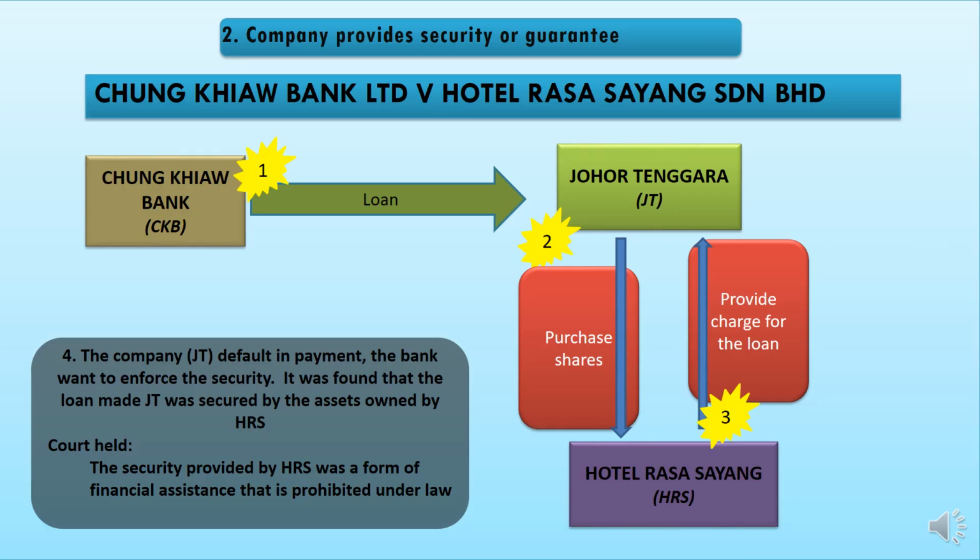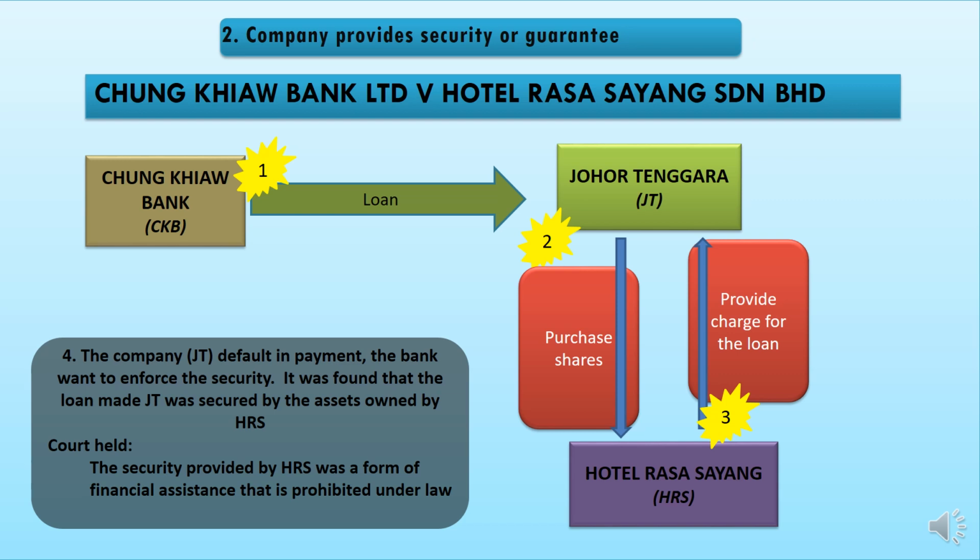Company provides security or guarantee. Alright. We have the case of Chung Kiao Bank Limited and Hotel Rasa Sayang Sdn Berhad. In this case, Chung Kiao Bank, CKB, gave a loan to Johor Tenggara, a company. Nothing wrong with that. Johor Tenggara purchased shares from Hotel Rasa Sayang. Is there anything wrong? Johor Tenggara took a loan from CKB and purchased shares in Hotel Rasa Sayang?